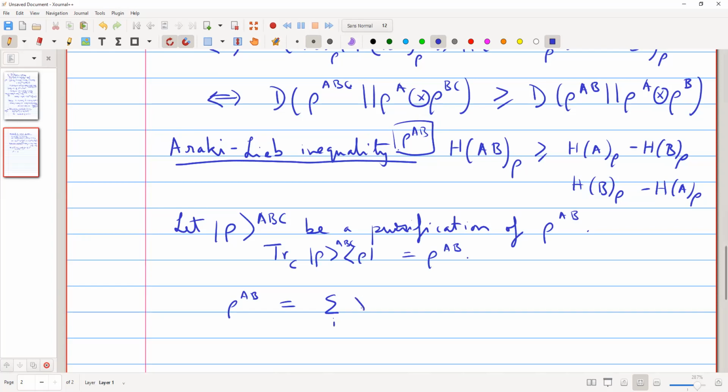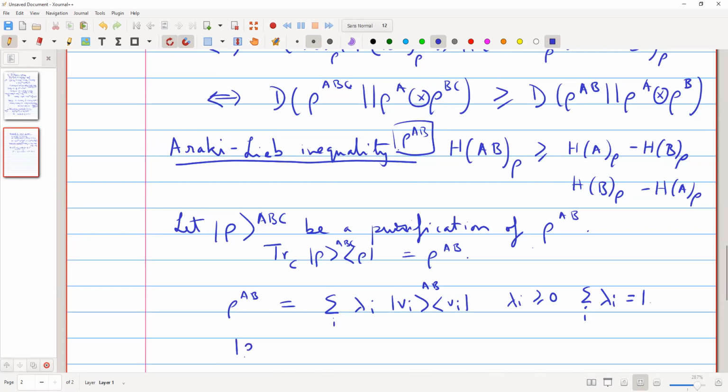So let us say rho AB is the sum over i of lambda i, |v_i⟩⟨v_i|. Remember these eigenvectors are in the system AB. In general they're entangled vectors, but that does not matter for us. And what do I know? I know that lambda i is greater than 0, and the summation over i of lambda i equals 1.